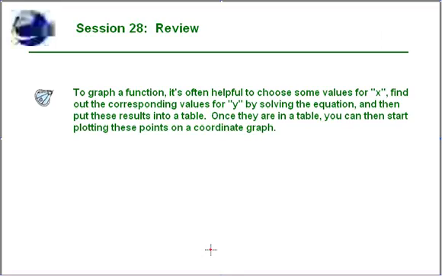Okay, then, that brings us to our review page. To graph a function, it's often helpful to choose some values for x, find out what the corresponding values are for y by solving the equation, and then by putting these results into a table. Once they're in a table, you can then start plotting these points on the coordinate graph, much as what we have done here in this particular lesson, session 28.